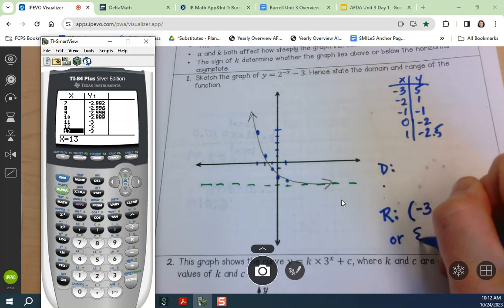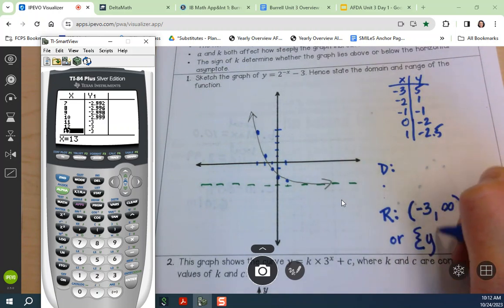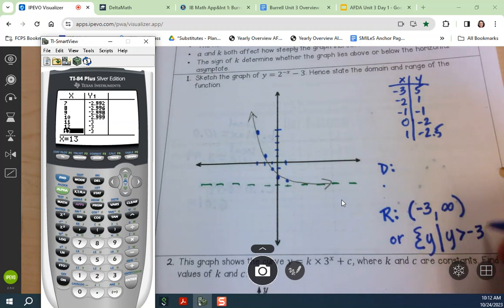All right, and then if you want to write that in set notation, it would look like this. I don't need you to know both ways. I just need you to be able to recognize both ways. All y such that y is greater than -3. Okay? If you can read that, you're good.